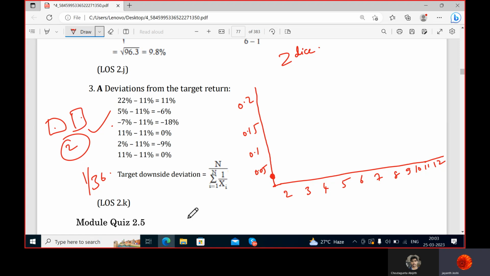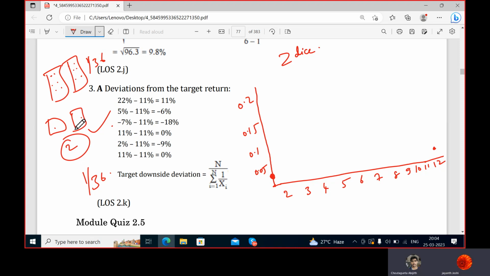And also, you will see 12. You throw two dice and you see 1, 2, 3, 4, 5, 6 and 1, 2, 3, 4, 5, 6. This also would be 1 out of 36 times, correct? So I can put that here.